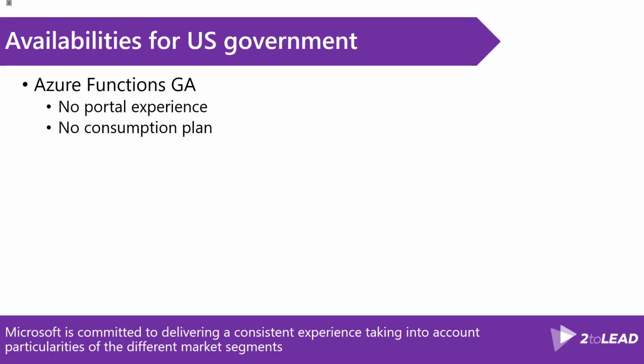A few questions I thought you guys might ask before we conclude is, as this is a government city, what can you use as government employees? So Azure Functions are GA, general availability, for US government deployment. However, you don't have any consumption plan, so you have to leverage an app service plan instead, the one that you plan the size for. And you don't have a portal experience for the functions yet.